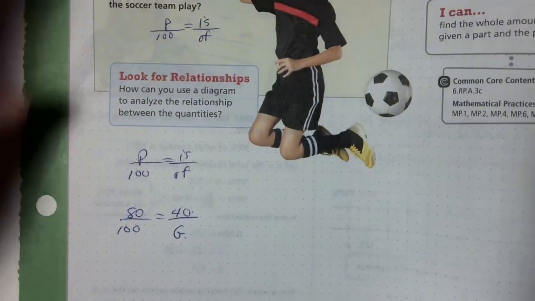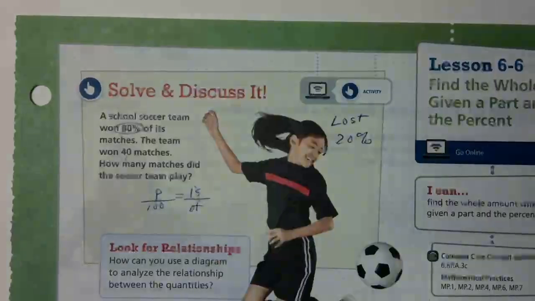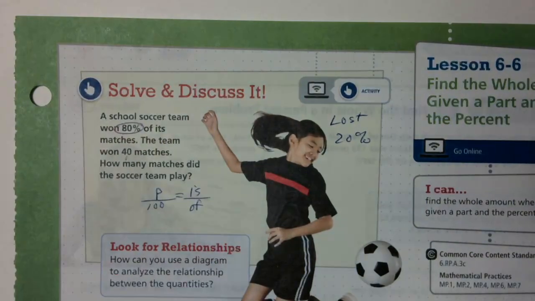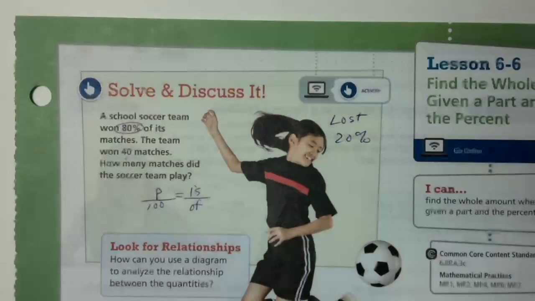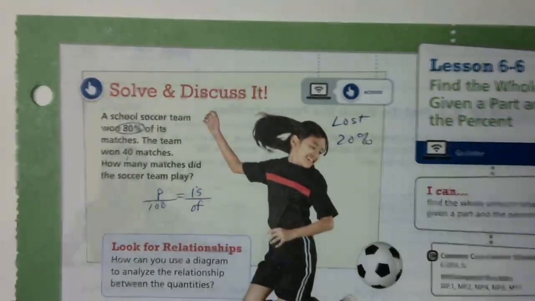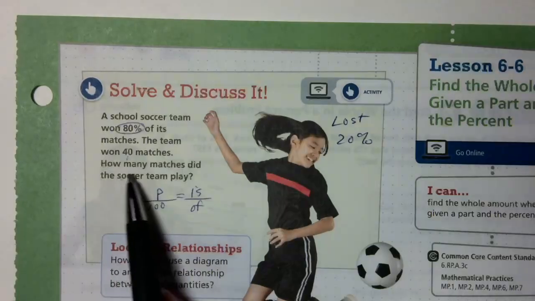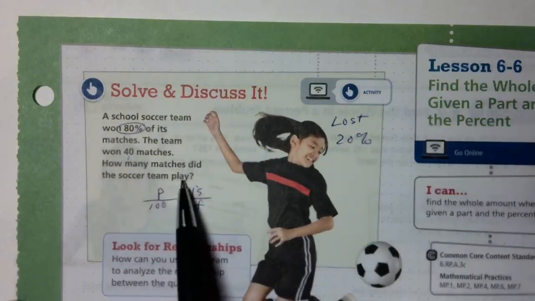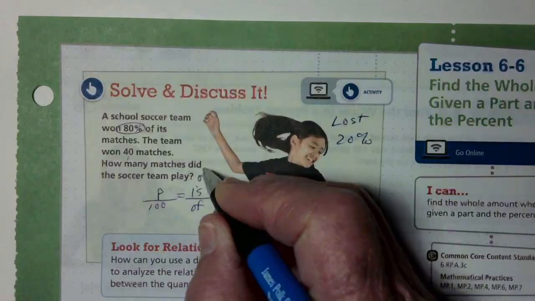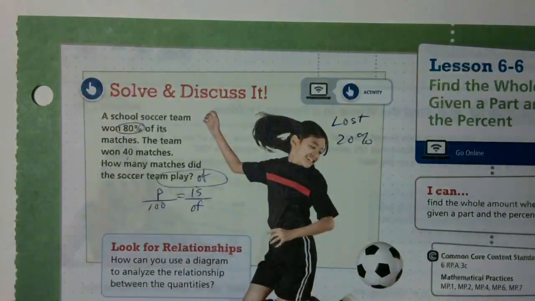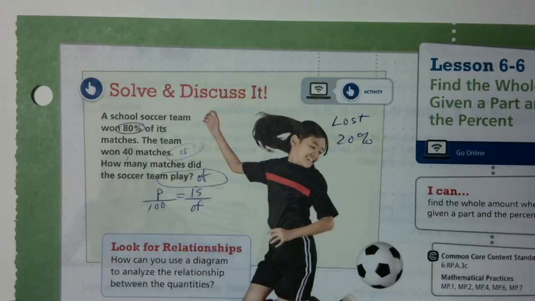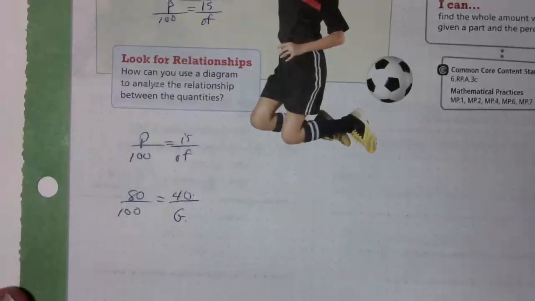Now notice, there was not the word is in this paragraph. I don't see it in there anywhere, do you? But is a part, and of is a total. And when it says, how many matches did the soccer team play, that would be a total. So that would have to be the of right there. And this would have to be the is. Okay? So let's work it.